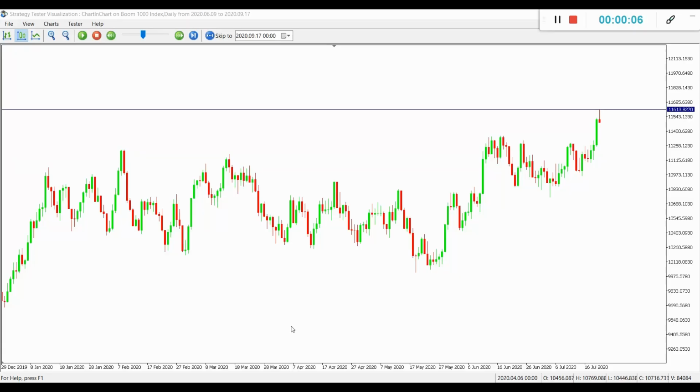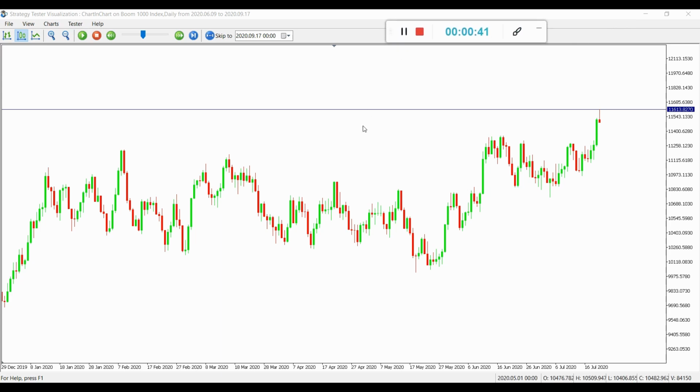Okay guys, in the last couple of videos we have been talking about trend line strategies, how to identify a market which is in uptrend or downtrend, and also the market which is in consolidation, and how to trade breakouts, either in upward direction or downward direction. So today I will show you one chart illustration from Boom 1000, and I chose the chart from April to September. So I'll show you that now.